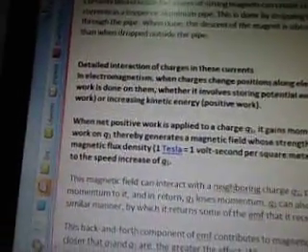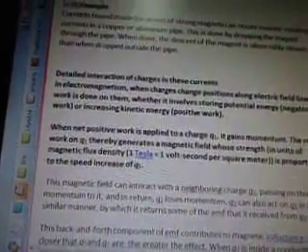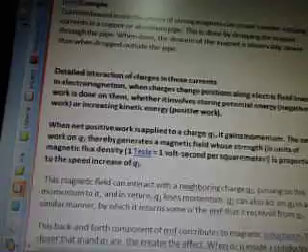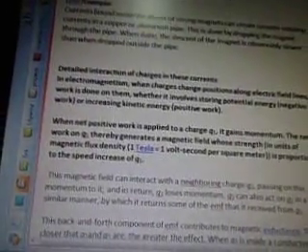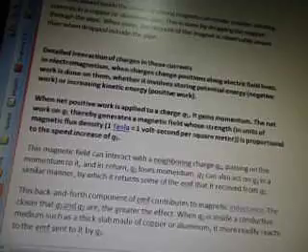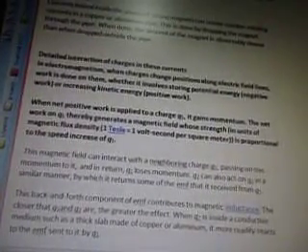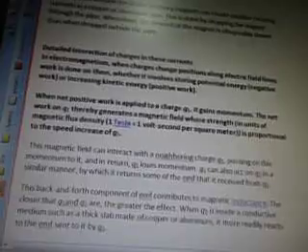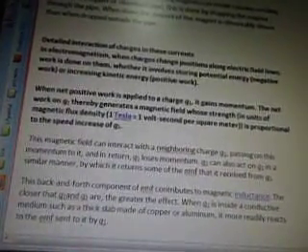In electromagnetism, when charges change positions along electric field lines, work is done on them, whether it involves storing potential energy, negative work, or increasing kinetic energy, positive work. Kinetic energy kept coming up in the data before. When net positive work is applied to a charge, Q1, it gains momentum. The net work on Q1 thereby generates a magnetic field whose strength in units of magnetic flux density, 1 Tesla equals 1 volt second per square meter, is proportional to the speed increase of Q1.